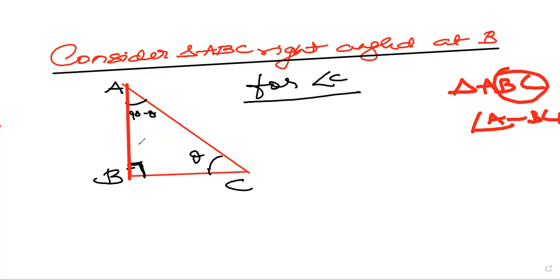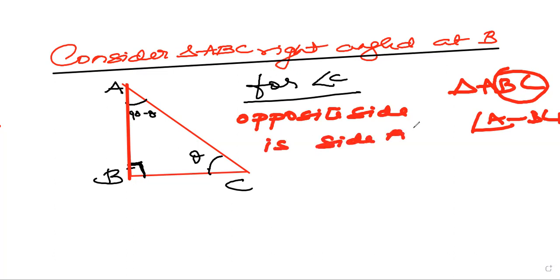This BC, can you see here, is called an opposite side because it's just opposite of angle A. For angle C, the opposite side is side AB. For angle A, the opposite side is side BC. For angle C, leaving C, the other two letters are A and B, so the opposite side is side AB. Are you getting me, children?